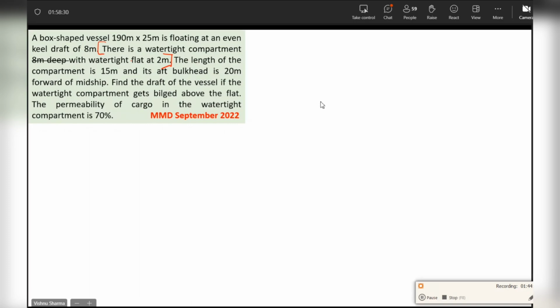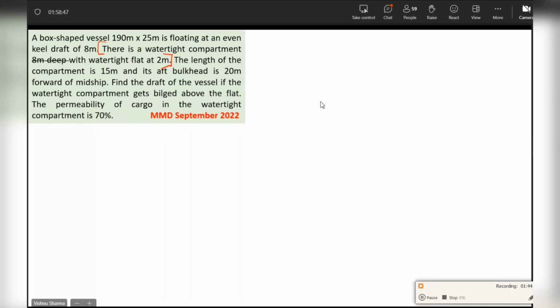But if this question comes to me without any reference, what will I be tempted to do? I'll be tempted to make another watertight flat at 8 meters. Yes or no, beta? Correct, guys? Am I right? Yes, sir.